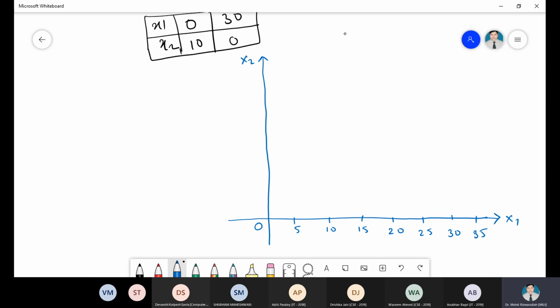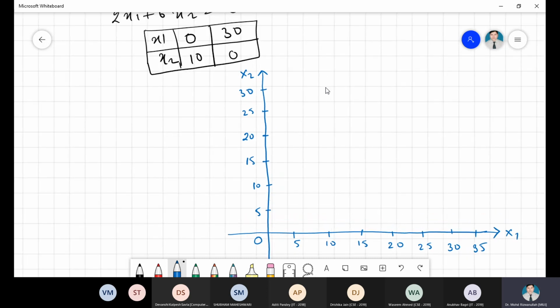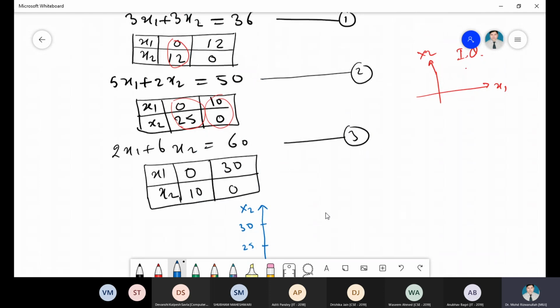Taking another point here on the y-axis or x2. This is 5, 10, 15, 20, 25, 30 and so on. Fine. So let me know what is the point here. So the first point is 0, 12 and 12, 0, right? This is the coordinate point. 0, 12 and 12, 0.